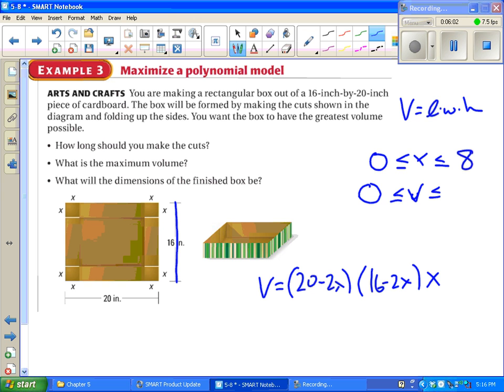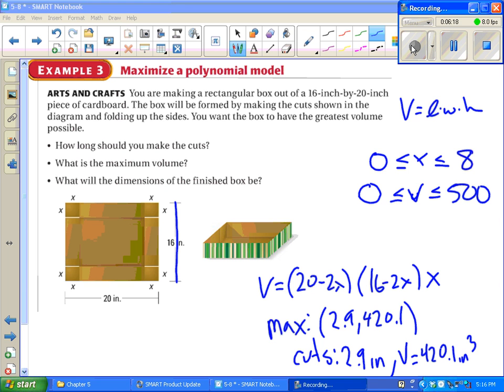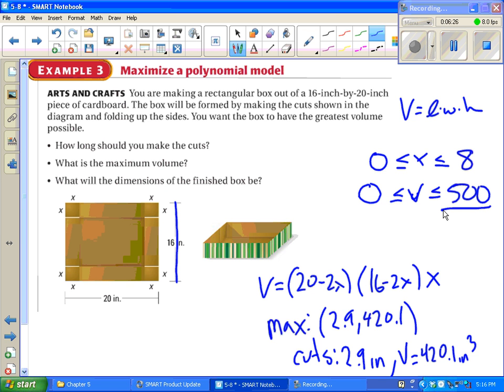That you might have to play with the graphing calculator a little bit for. Let's go ahead and look at the supplement for the graphing calculator. See if you can come up with that value of x that maximizes volume. And it turns out the highest this graph goes is 420.1. So I decided to use 500 as my y max. That forces us to have 2.9-inch cuts with a total volume of 420.1 inches cubed.